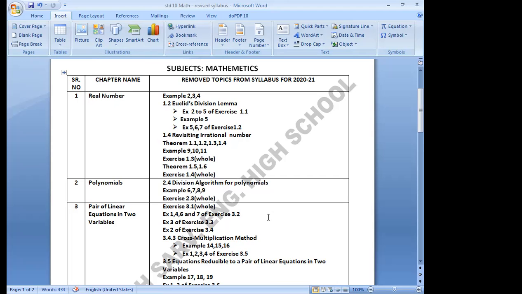Next, 3.4.1 substitution method. This is entirely asked in the examination. You have to prepare for the examination. 3.4.1 substitution method. In that, example 7, page number 51, example 8, page number 52, example 9. On the same page, example 10 is included.